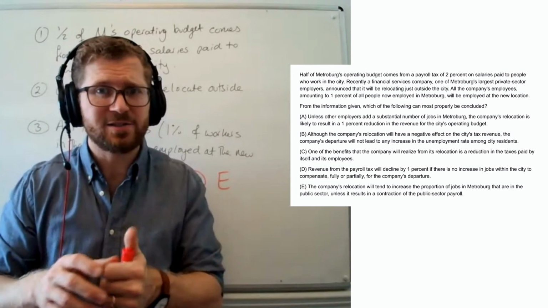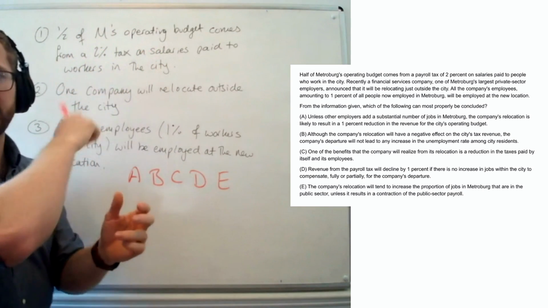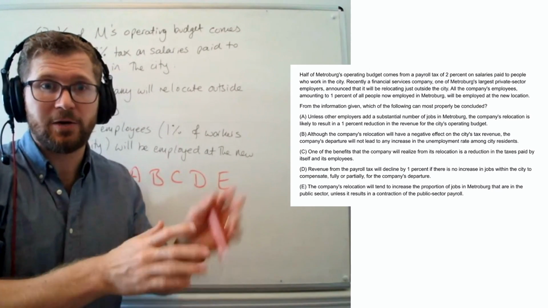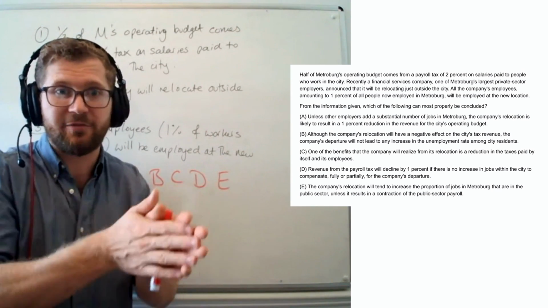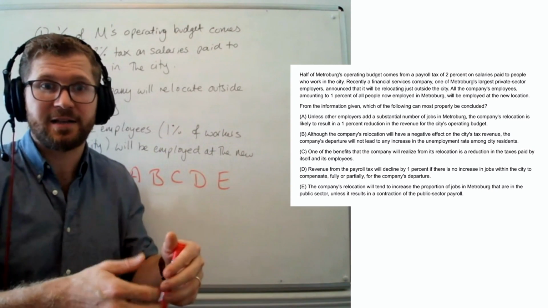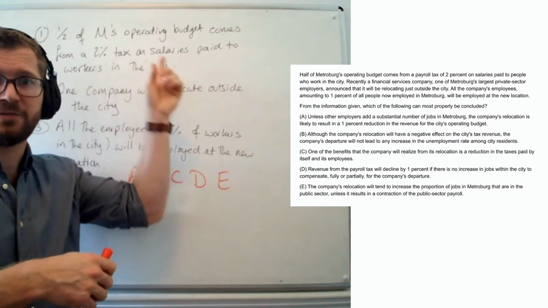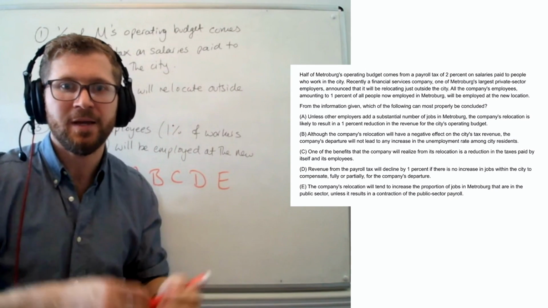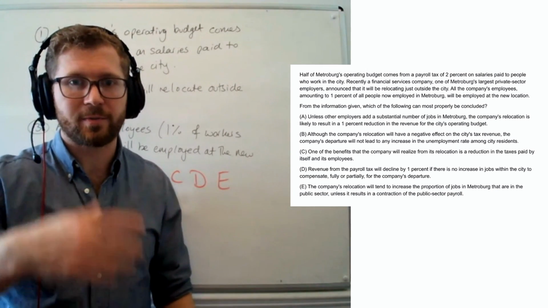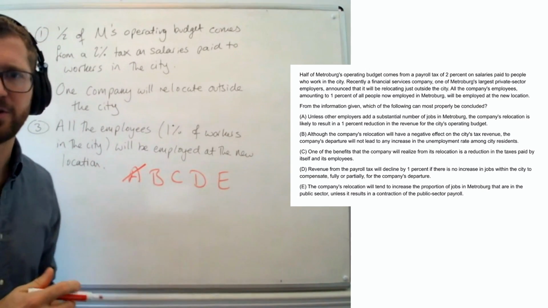So straight away, A's looking pretty shaky, but we were also told that half of Metroburg's operating budget came from this tax. So even if we ignore what we've just said about where these people are in relation to the average salary, if the 1% of the workers are actually paying 1% of that tax, well, that's not equivalent to 1% of the operating budget because only half of the budget comes from this tax. So there's a couple of problems with A. We can't most properly conclude what A says based on the information in the passage. So let's cross A out.